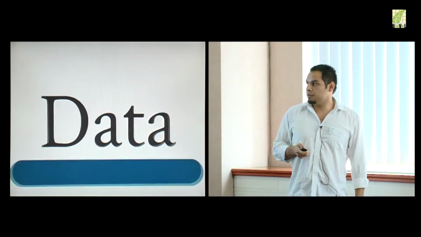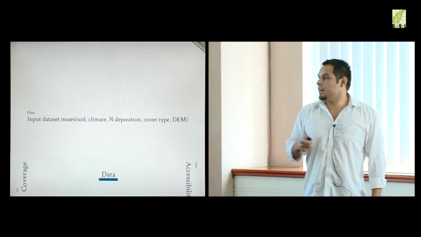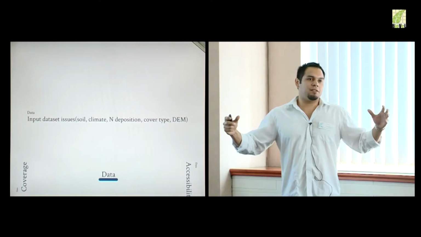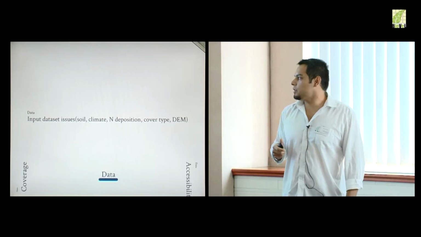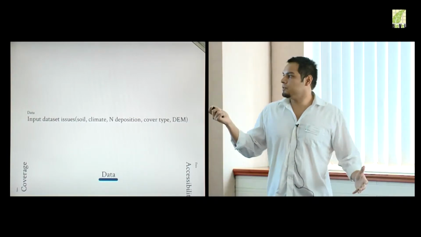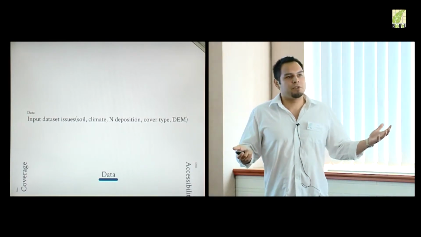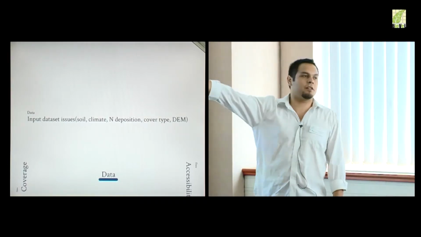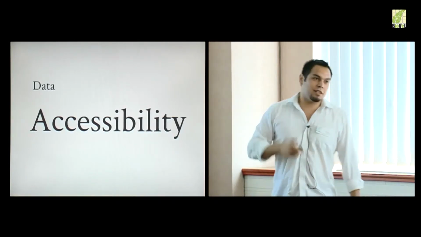Well, there's a few reasons, I think. First, data. There's input data set issues. So Biome-BGC requires tremendous amounts of input data. Soil, climate, nitrogen deposition, your cover types, a DEM. So you need to make sure that there's actually data to cover your whole entire area. So maybe at the globe, this would be a nice simulation to do, but can you find all of these input data sets to do the entire globe? That's the problem. But also data accessibility.